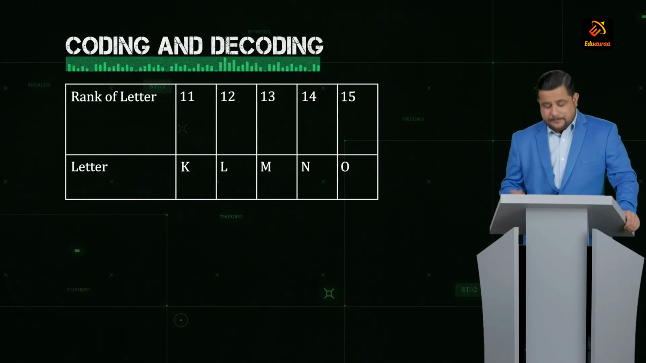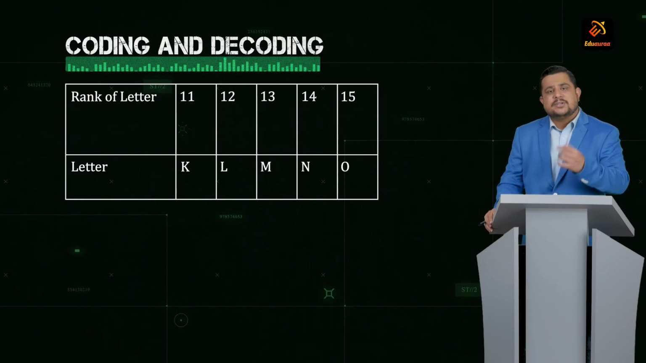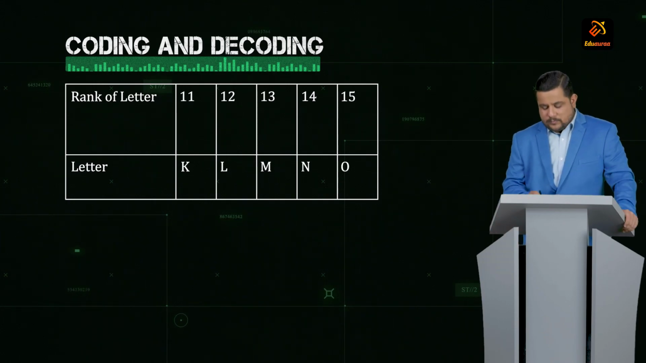So in L, how many lines are given? 2. And L comes in alphabetical order after J, and J's rank is 10. So in L, how many lines are there? 1, 2. So 2 lines are there, and after 10, it will be at 12th place.